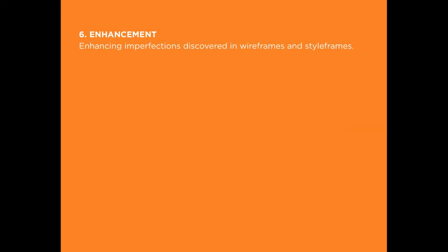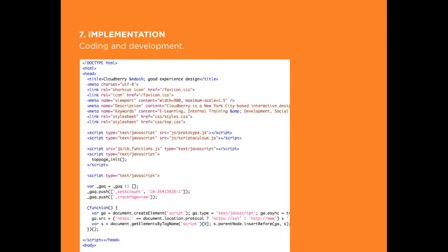Step 6 is enhancement, basically enhancing imperfections discovered in wireframes and style frames. What worked, what did not work, and what should change. Step 7 is implementation, coding and development. Once the design is complete, the wireframes and the style frames look pretty neat. Coding and development happens. The coding of the wires, the coding of the style frames, and then a program is written so that the website is built.